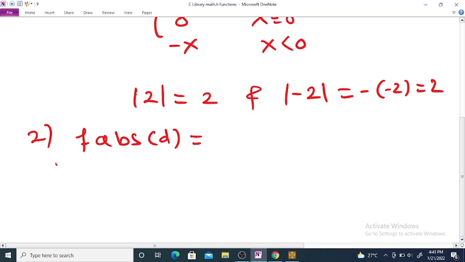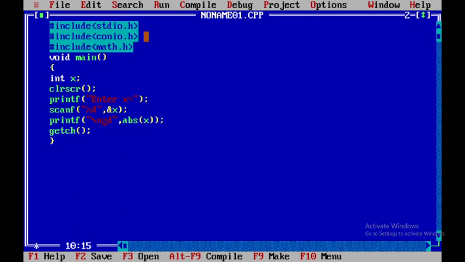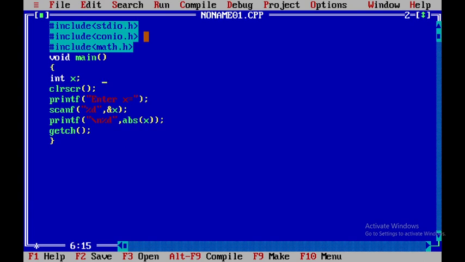This function also returns the absolute value of d, but here the data type of d is double or floating point. So if you want to return the absolute value of a floating point number or double number, then you have to write the function fabs. For example, in the previous program, if we enter minus 3.4, the output is only 3, not 3.4.